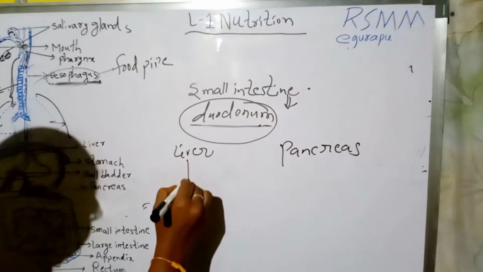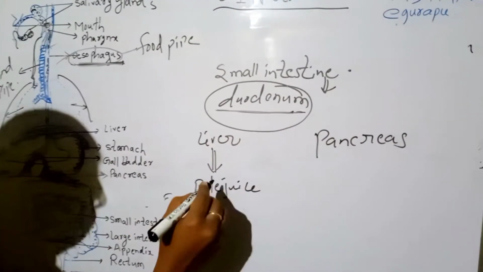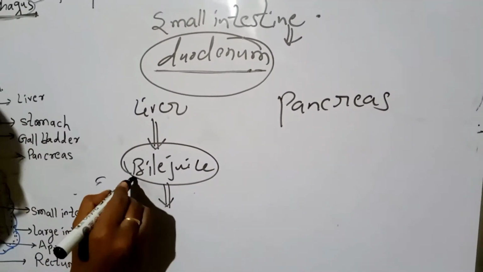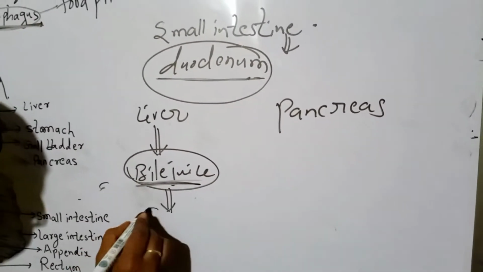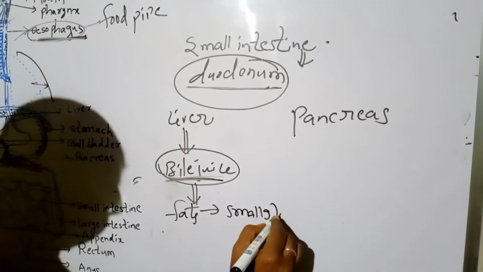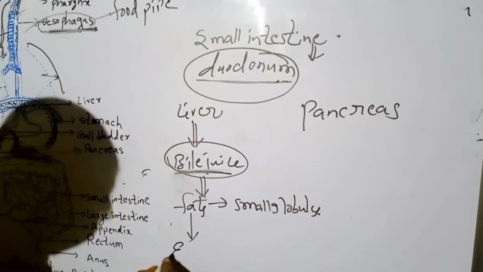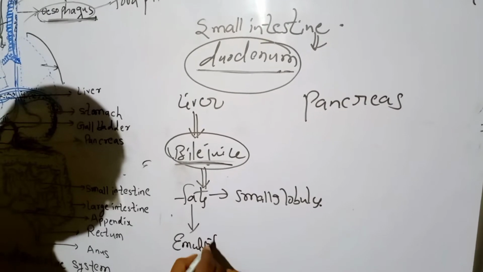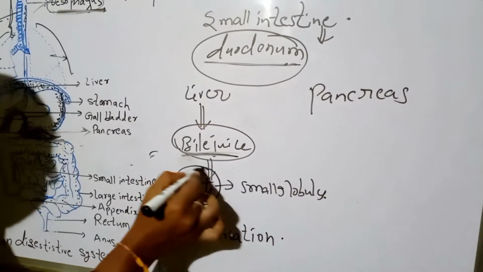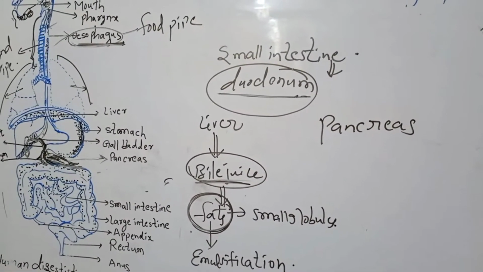This liver secretes bile juice. Bile juice has no enzymes. This bile acts on fats, and these fats are converted into small globules by bile juice. This process is called emulsification. Fats are digested here.